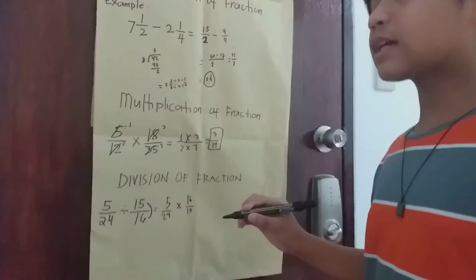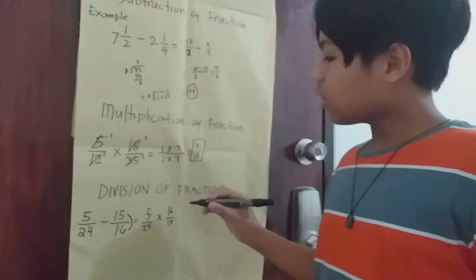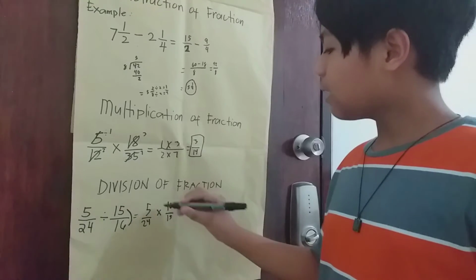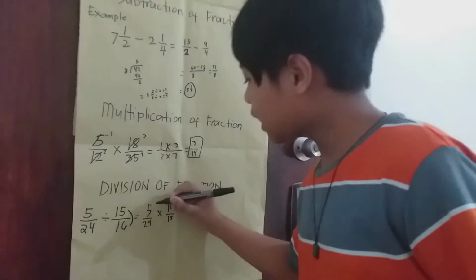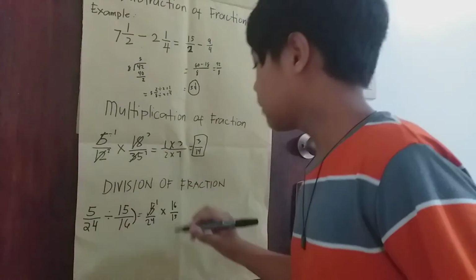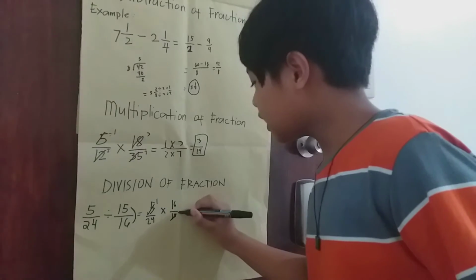Next, we will do the cancellation method. So the greatest common factor of 5 and 15 is 5. So 5 divided by 5 is 1. 15 divided by 5 is 3.